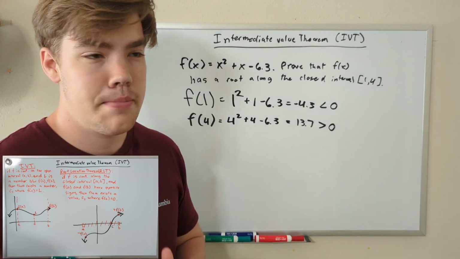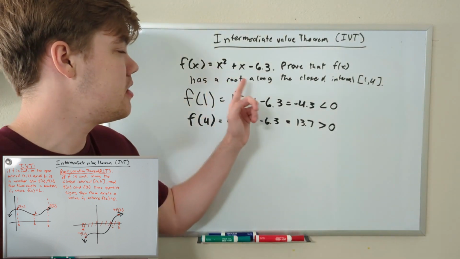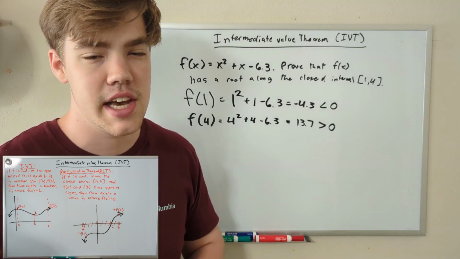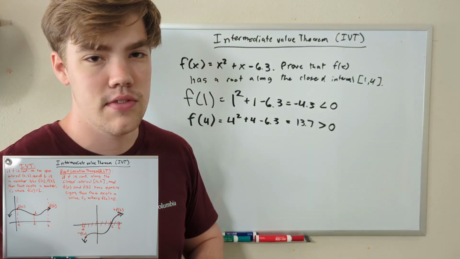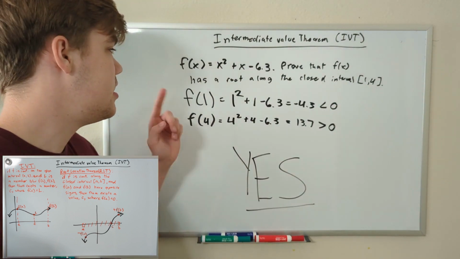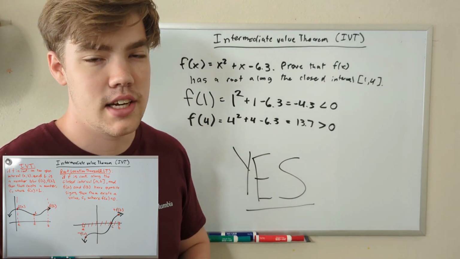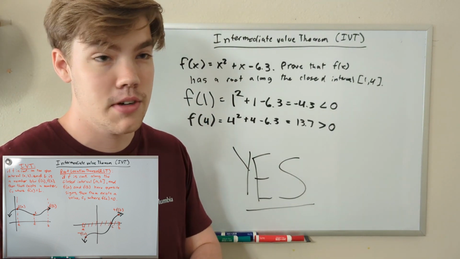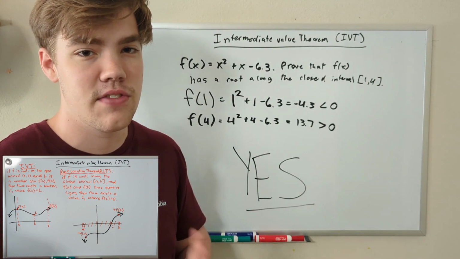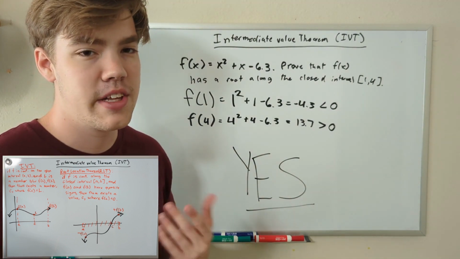And in order for this to happen, that means this function, x squared plus x minus 6.3, had to cross the x-axis at some point in this interval. So we just proved that yes, this in fact has a root within the closed interval 1 to 4. We don't have to find that root, we just were asked to prove if it exists in the first place. Let's do one more example so you really get the hang of this.